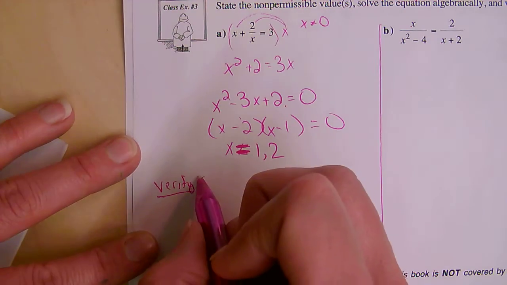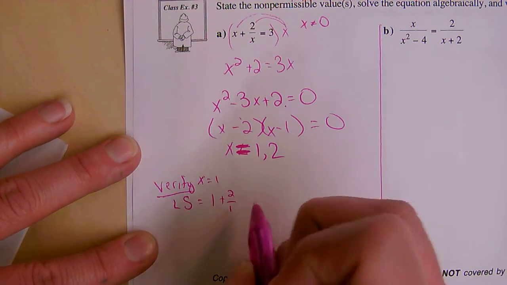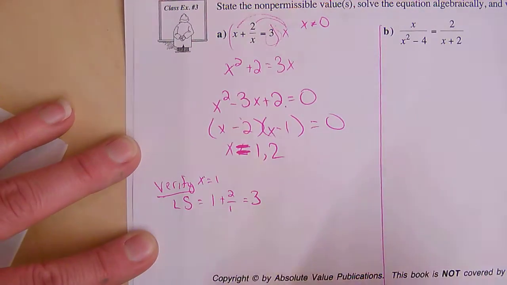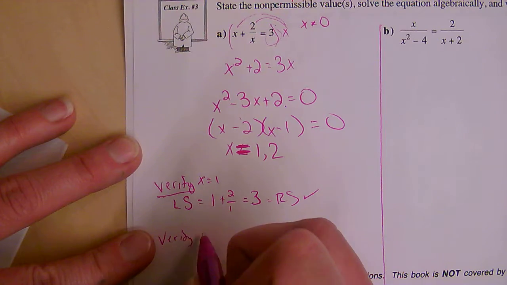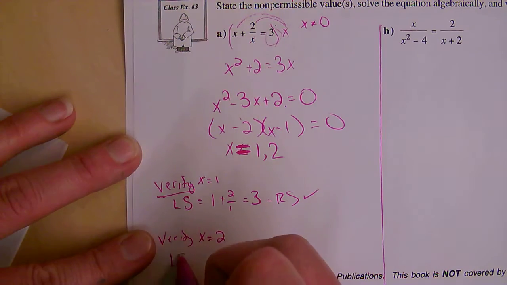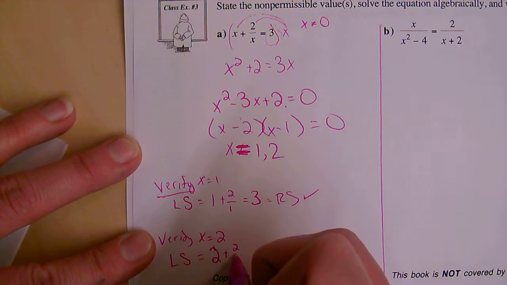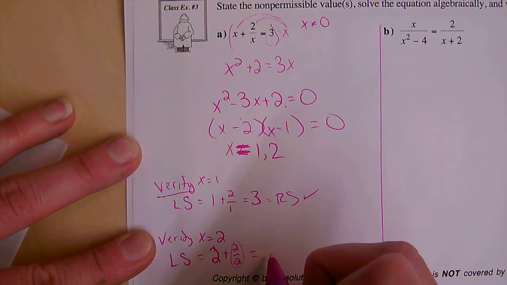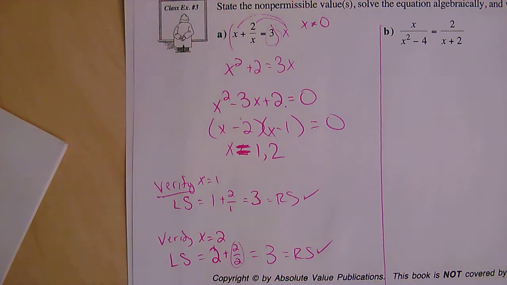Okay, so verify x is equal to 1. Left side, 1 plus 2 over 1, well that's equal to 3, which is equal to my right side. Verify x is equal to 2. Left side, 2 plus 2 over 2. This is equal to 1. 2 plus 1 is 3, which is once again equal to my right side. So that's verified.